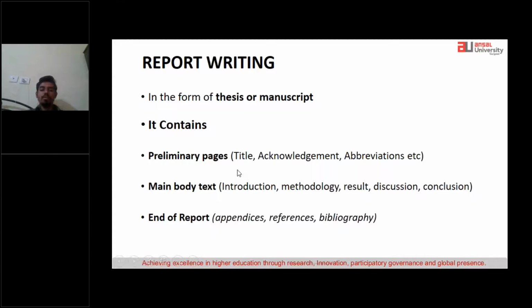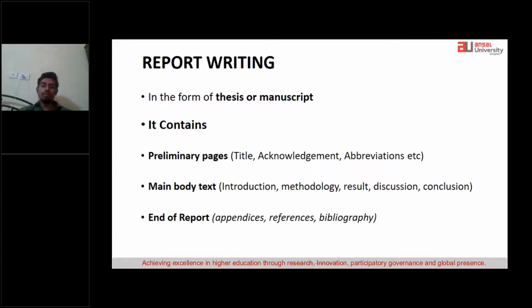Your preliminary pages are where you will write your title, your acknowledgements, your abbreviations. The important aspect of your research comes into the main body text. Your main body text involves your introduction, your methodology, your results, discussion and conclusion. Then comes the end of the report, which means your appendices, your referencing, your bibliography. All these things will be a part of your end report.